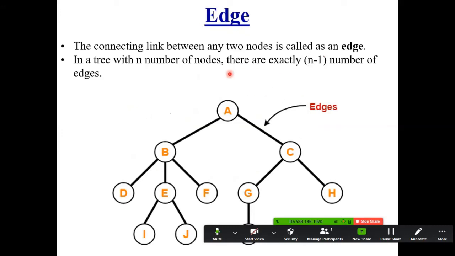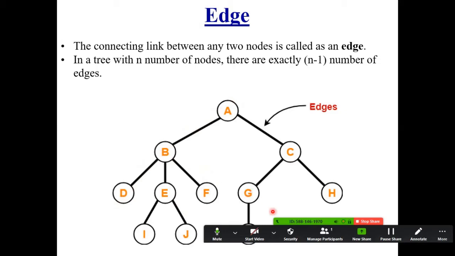Next, what is the edge? It's a connecting link between two nodes. A connection link between two nodes is called an edge. So I have taken node A and node C, two nodes which are connected with a link. This link is called an edge. Like this, B and A, D and B, E and F. So all these are edges.